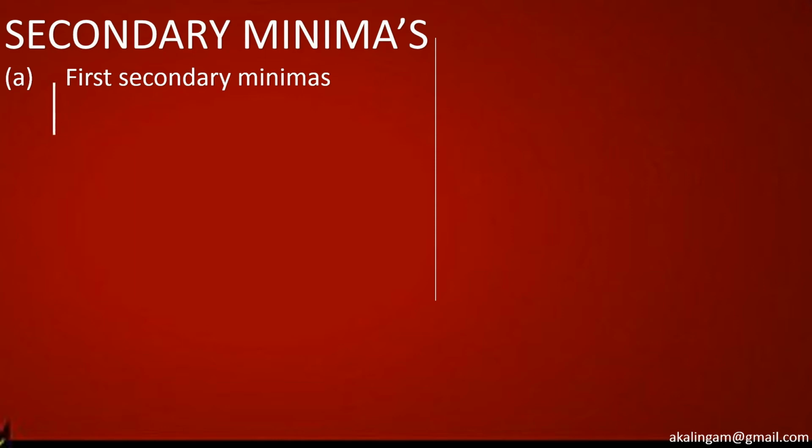Next, we are going to see secondary minima. First, secondary minima. I am considering a slit, a fresh source of disturbance, AB.